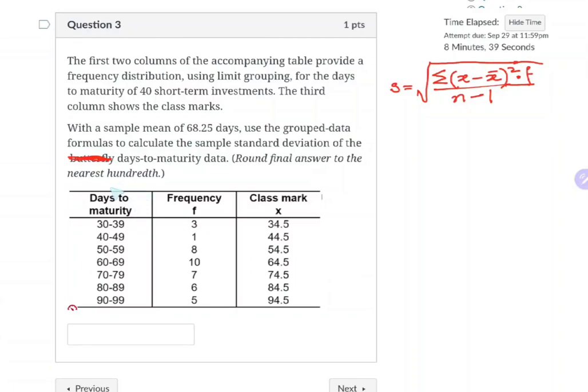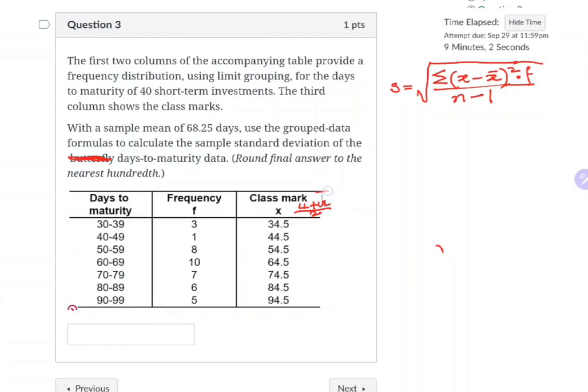Over here we have in the first column days to maturity, the frequency, and the class mark. What is the class mark? The class mark is the midpoint of each of these intervals. How do you find the class mark? It's LL plus UL divided by 2, which gives you the midpoint of each of these intervals.